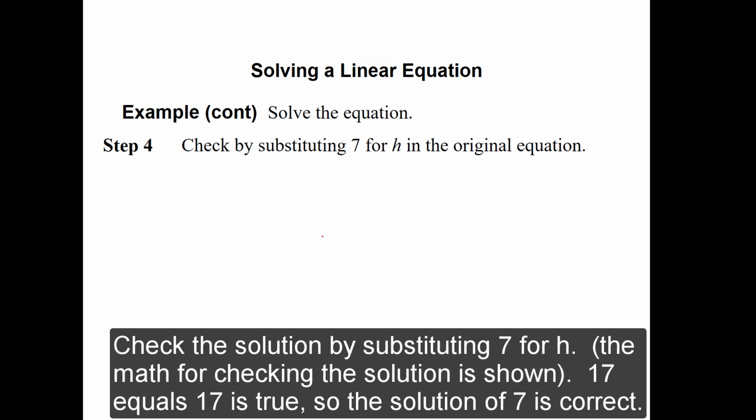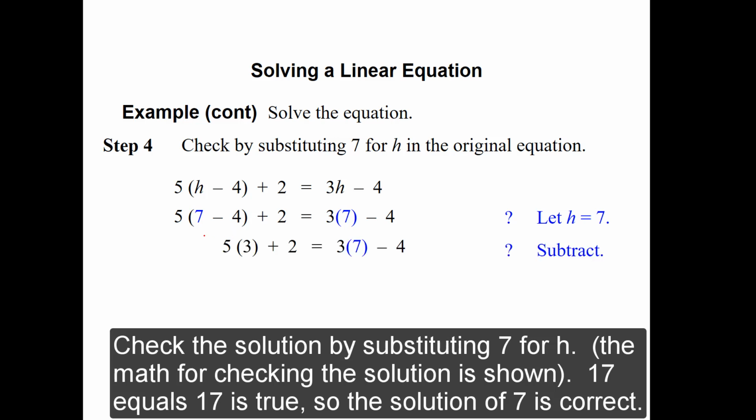I can check the solution by substituting 7 for h into the original equation. Once again, I will click through this quickly. There's the original. I replace h with 7. I then, using the order of operations, do what's in parentheses. Now I can do that because they're just numbers. And so I replace 7 minus 4 with 3. I'll do the multiplication next and then combine the numbers, and I get 17 is equal to 17, which is true. Therefore, the solution to the equation is 7.